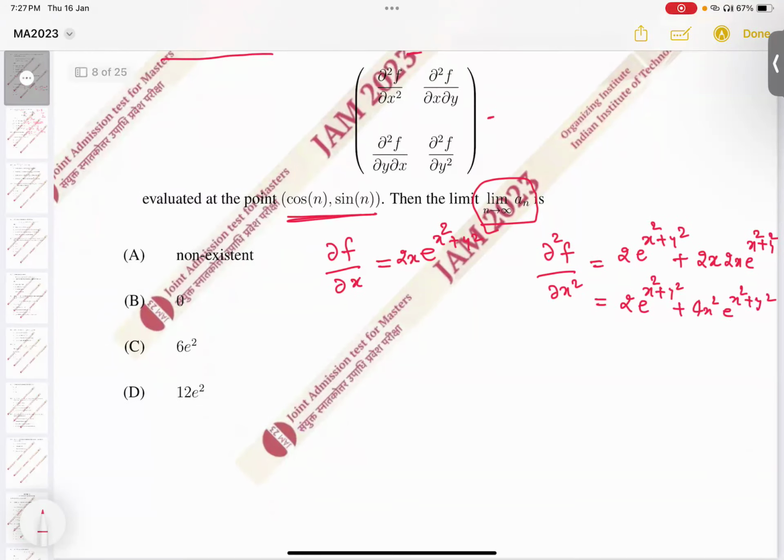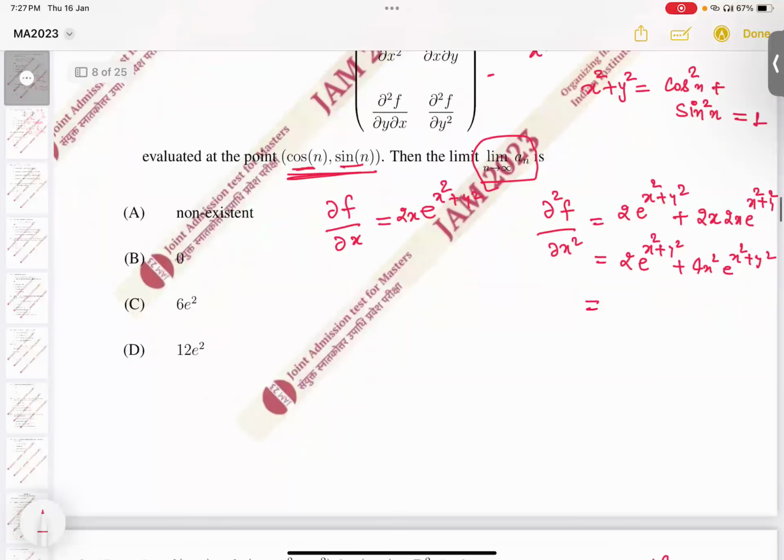Now, if you check your point x and y, what is the value of x square plus y square? Your x is cos n, right? Y is your sin n, right? So this will be equal to cos square n plus sin square n. What is the value of this? 1. 1, right? So if you simplify this term, this will be 2e plus 4x square e. Let's keep x as it is. So this will be e, right?